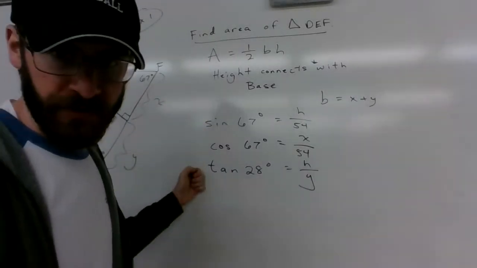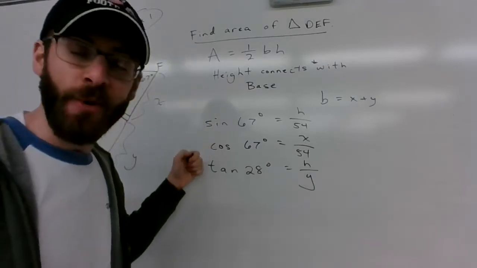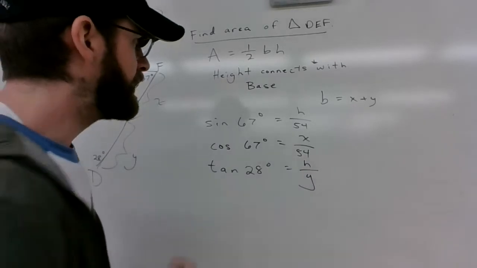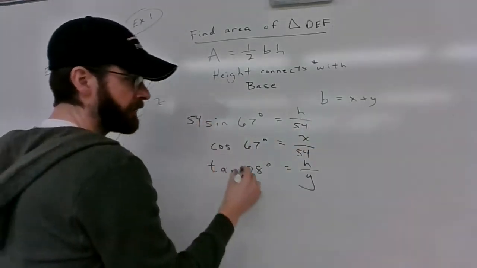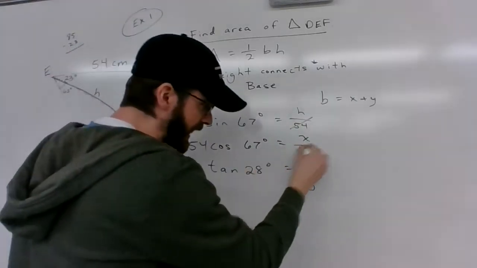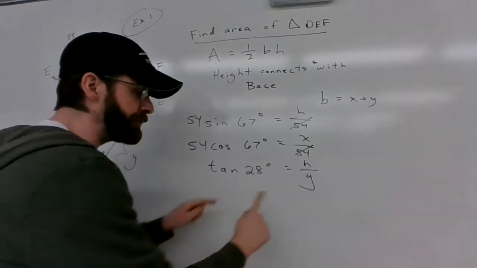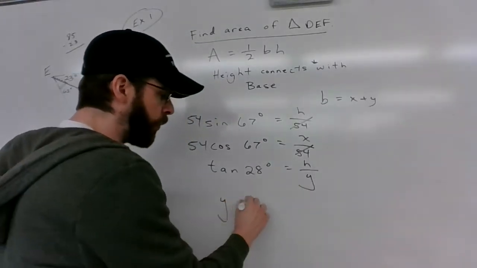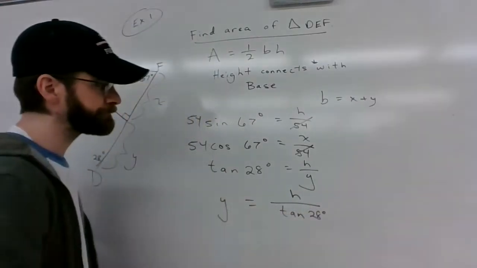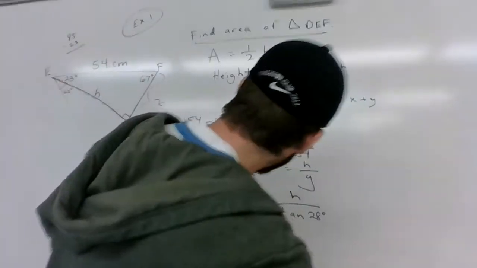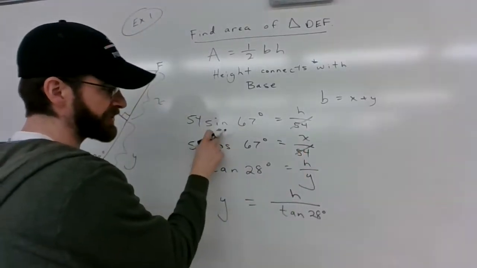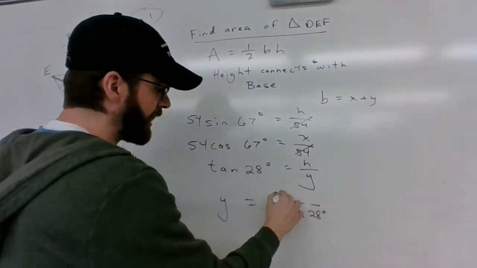So these three equations will be responsible for all the information we need to find the area. If you multiply both sides by 54, you get H by itself. If you multiply both sides by 54, you get X by itself. And if you do the switcheroo here, Y is going to equal whatever H is divided by tan of 28 degrees. So let's do it. Which actually, you know what we can do right off the bat is say that H is equal to 54 sine of 67 degrees. So why don't we just plug it in right now?